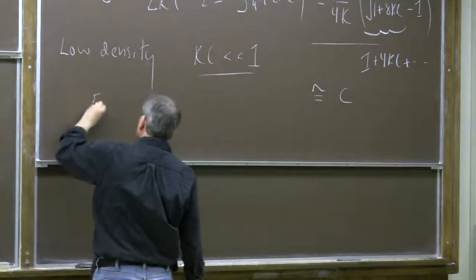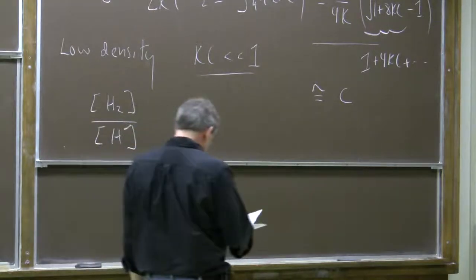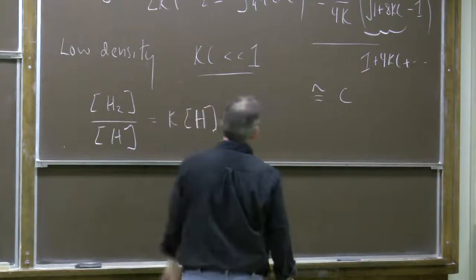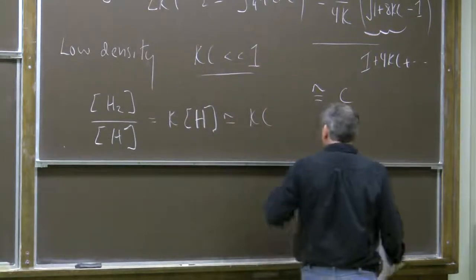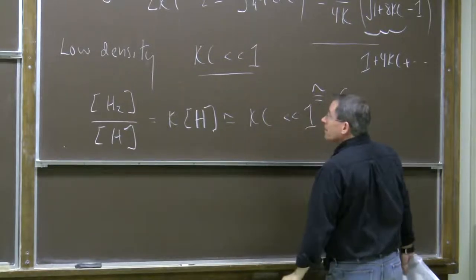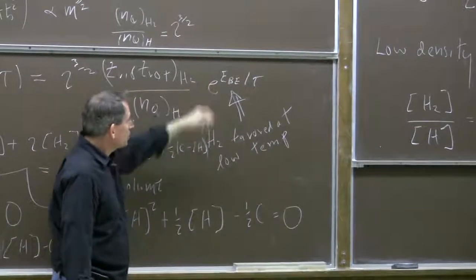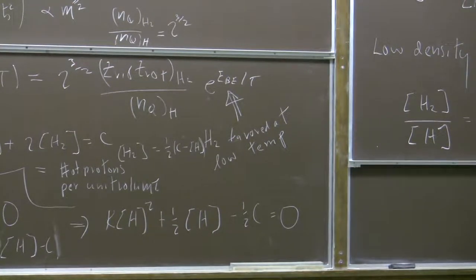And say the amount of molecular hydrogen normalized by the amount of atomic hydrogen, which is much bigger, is just K times the concentration of atomic hydrogen, but that's approximately C, so that's approximately Kc, which of course is small compared to 1. So the hydrogen is almost all dissociated, but of course low density also means sufficiently high temperature because the constant K has this exponential in it, which is going to become large when the temperature gets small enough compared to the binding energy. So then we cross over into the high density region.